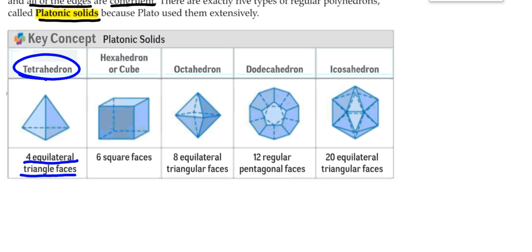That is an equilateral triangle. Do you agree? It's an equilateral triangle. But these are not equilateral triangles, correct? They are the same as each other, but they are not equilateral triangles. So that's pretty easy to tell.